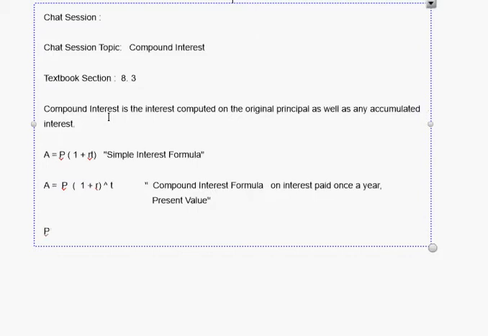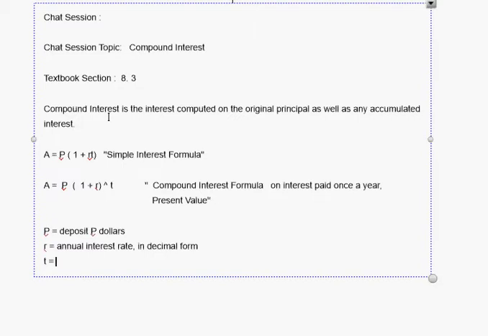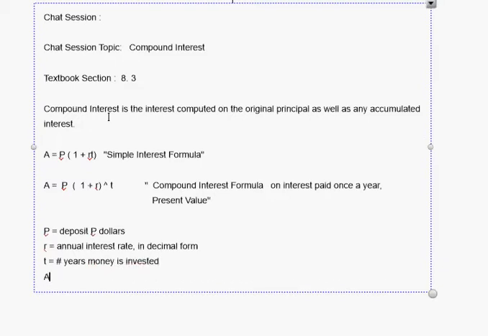Now, P is the deposit, P dollars, the amount of money you initially start with. R is the annual interest rate in decimal form. T is the number of years money is invested. A is the future value.